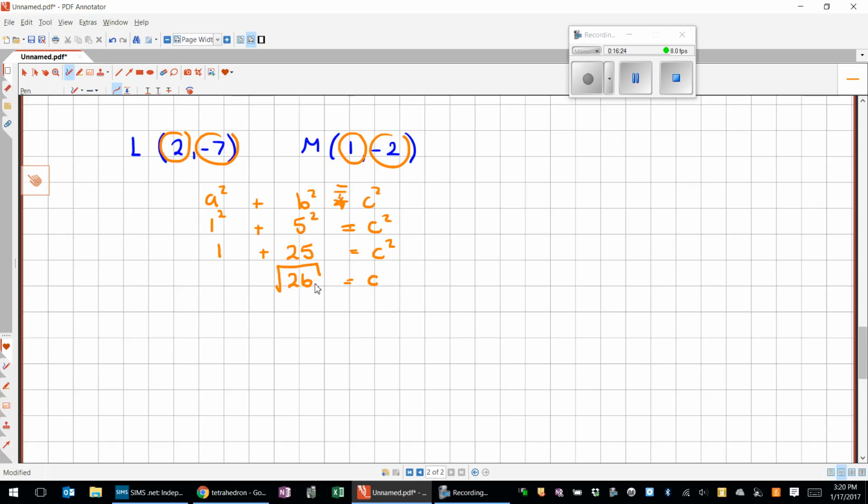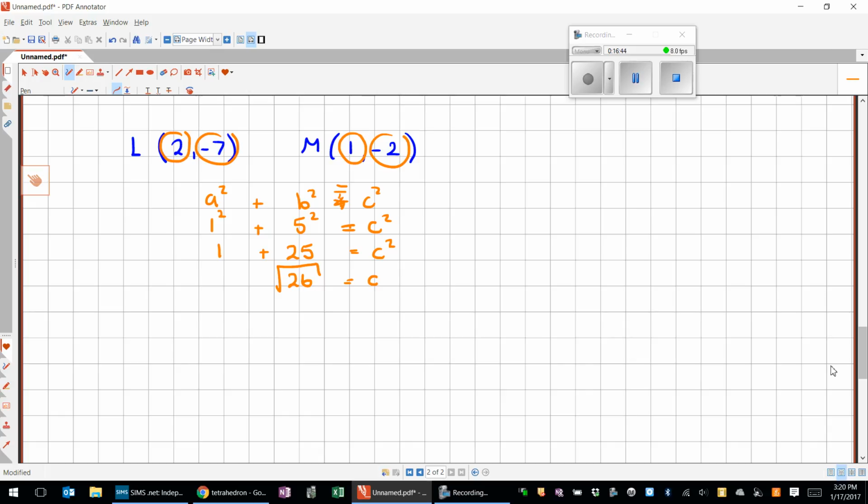Okay? Now, the question is, can that be simplified? No, because there's no square number that multiplies to make 26. So we should just leave it. Again, you could put it as a decimal if it's asked for.